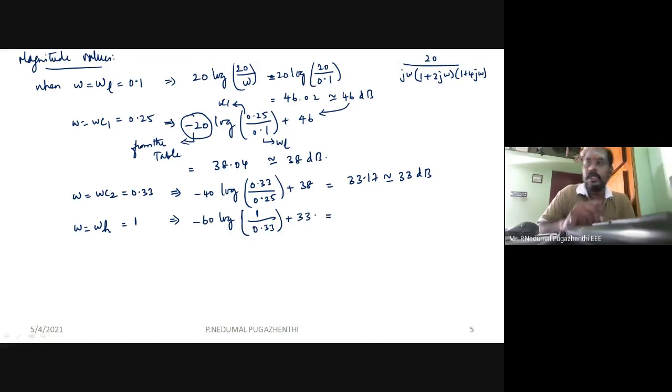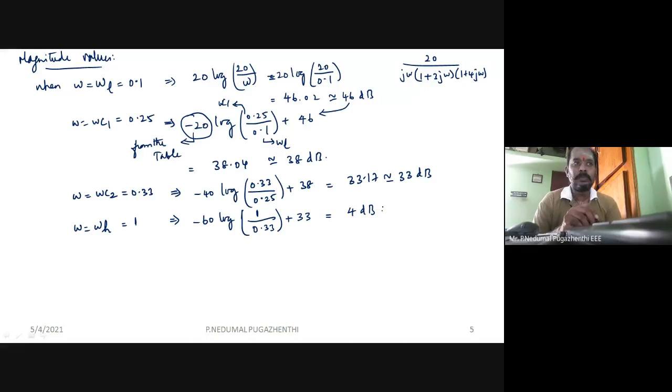What is the value you get? Check it out and tell me. 1 by 0.33, log of that, into minus 60, plus 33. You will probably be getting 4 decibels. Yes, 4.11. So you will get 4 decibels.